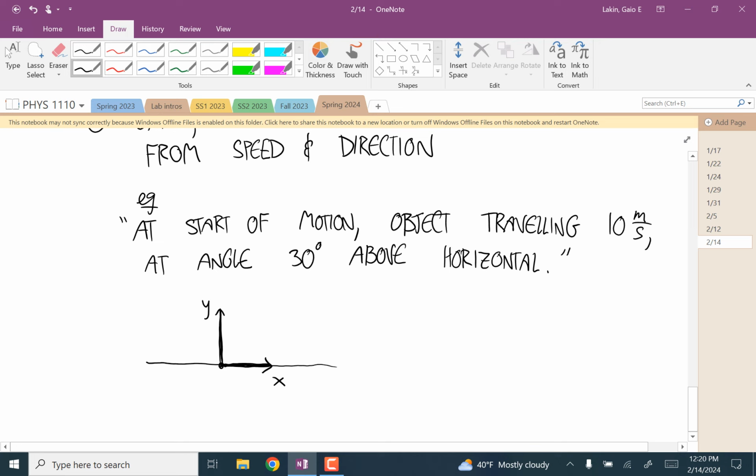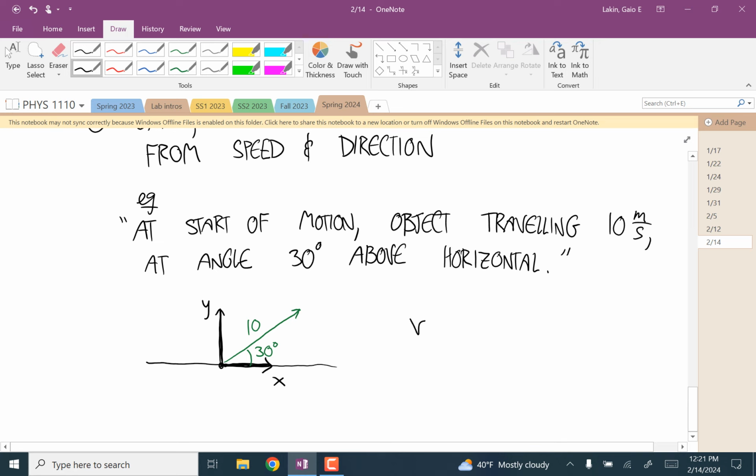The velocity vector looks like this, where this angle is 30 degrees and the magnitude is 10. Okay, and you've done vector problems like this, or you will, if you still have to do the vector stuff today, this is the kind of stuff you'll do. So how would you come up with the components of that?